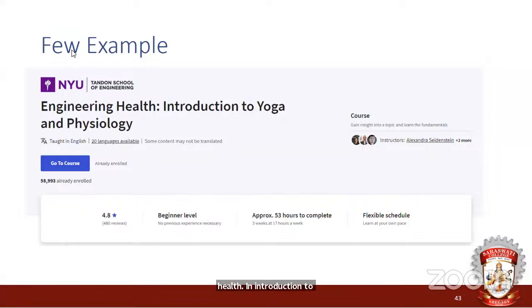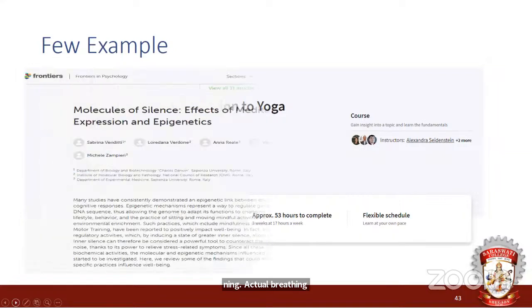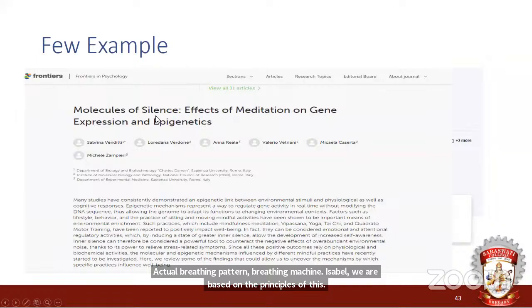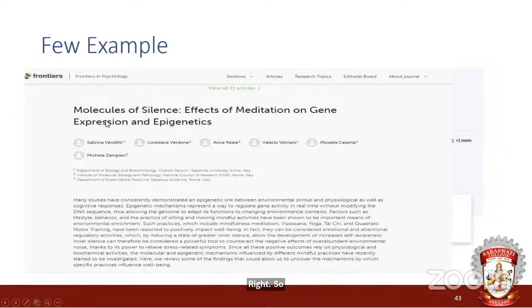After International Day of Yoga, so that means the power to cure the disease was known. Nowadays breathing patterns and breathing machines have come up. They are based on the principles of this pranayama, right? So it connects with the general.